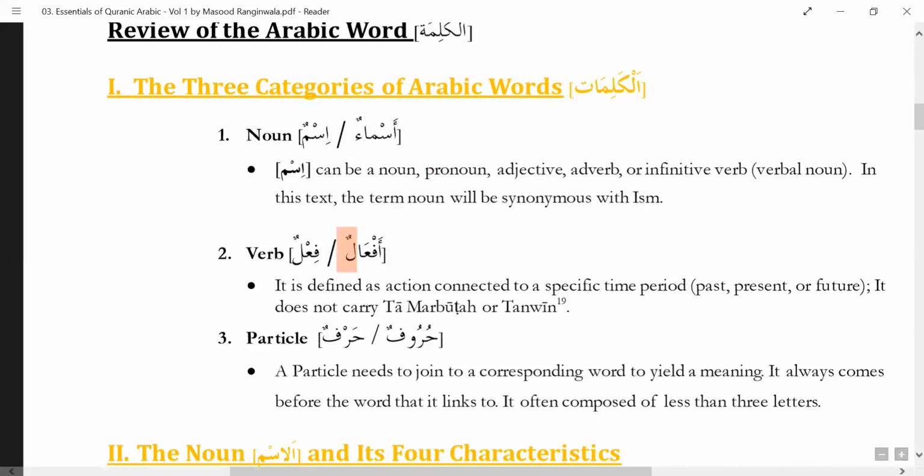Harf are particles. They are used to join verbs and nouns to give you meaning, to connect them. Particles, conjunctions, prepositions, they are all very small words, hardly 2 letters, 3 letters maximum. Now this usually comes before a word that it is linking to. So whenever you have a particle, it will link to the word next to it, which is after it.